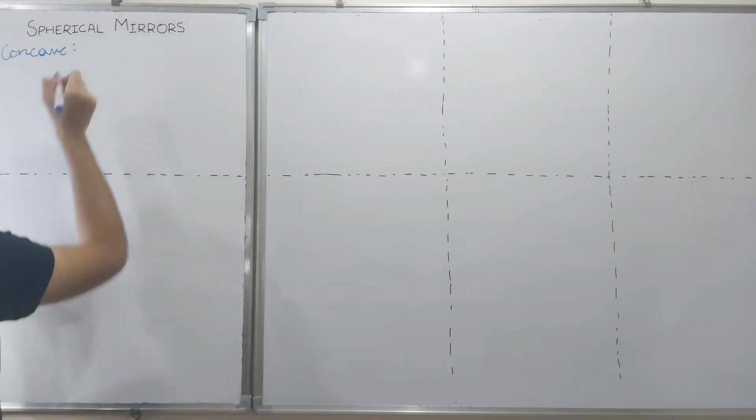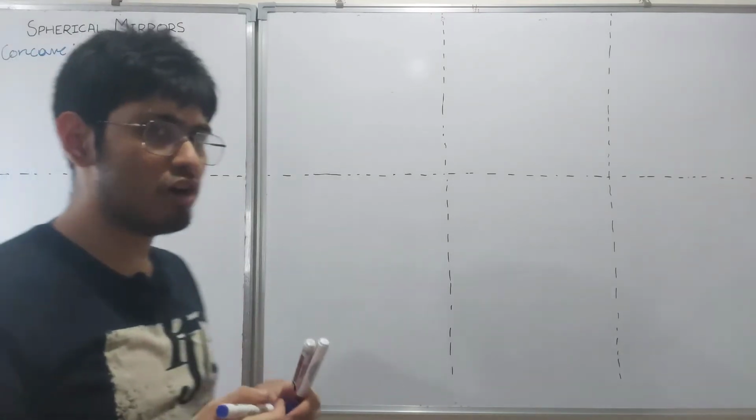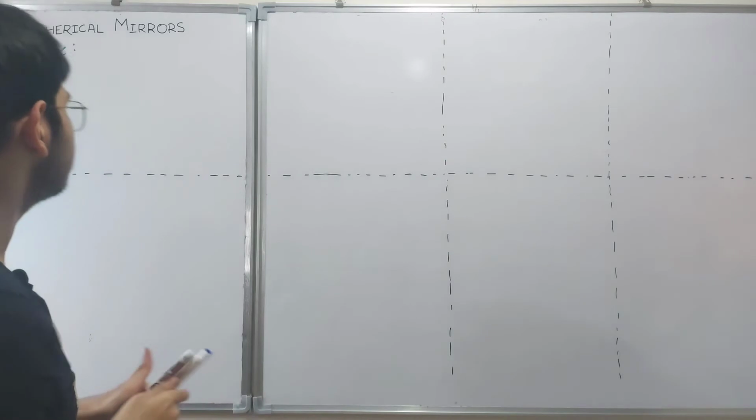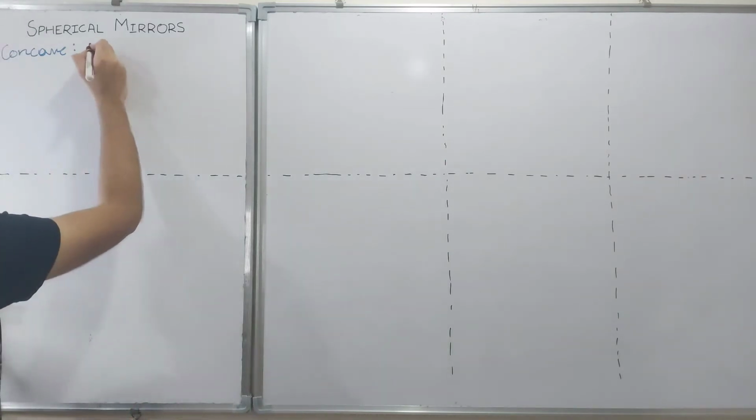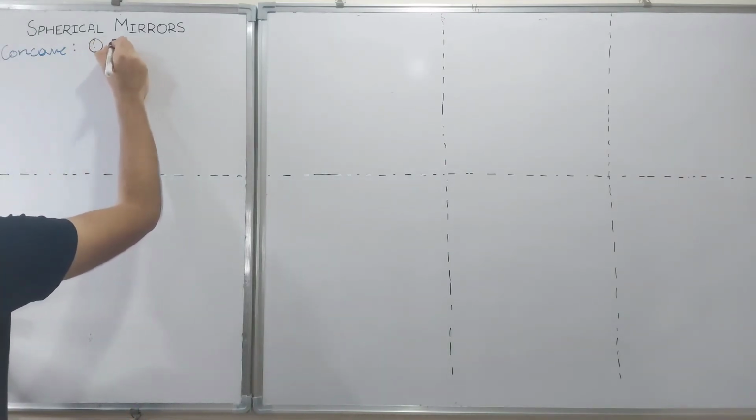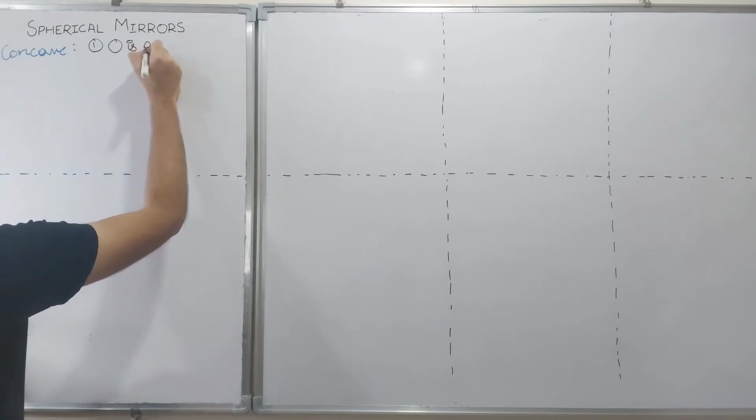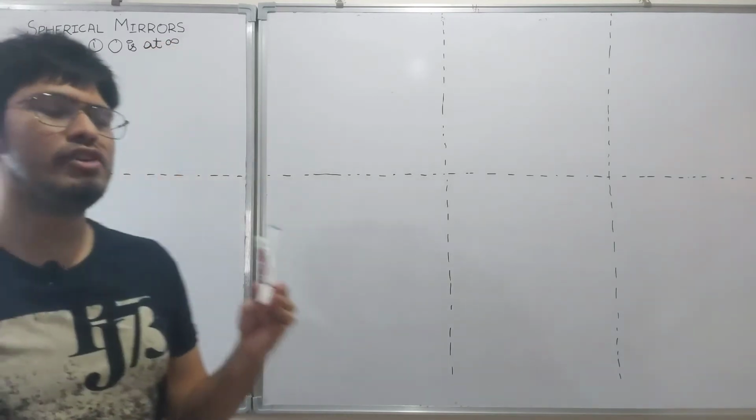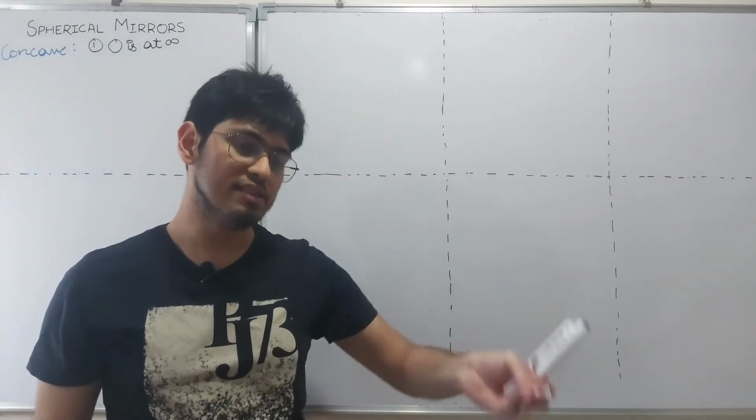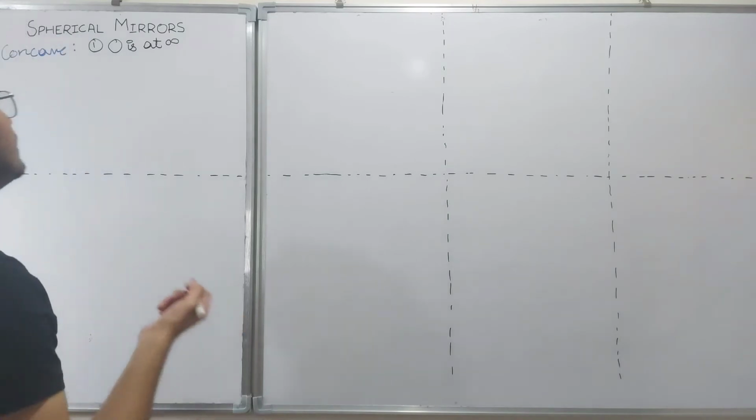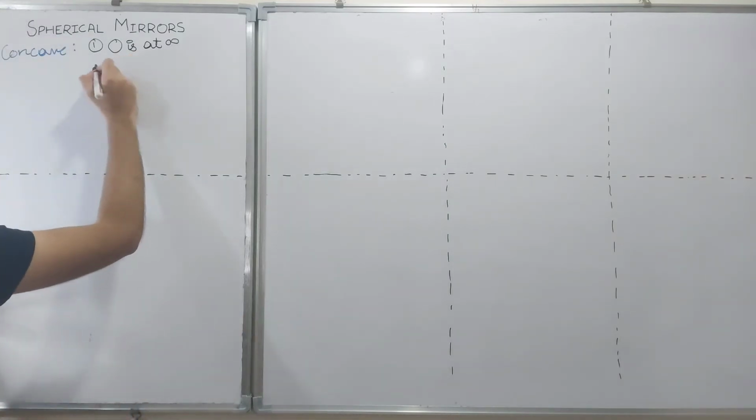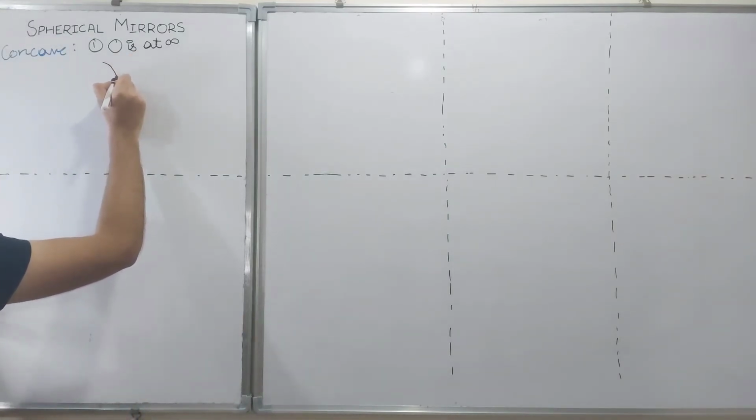Now the first case in concave mirror, what is it? In the first case, we are going to place the object at infinity, and then we are going to look towards where the image is being formed. But we have just studied this case, so I am just drawing it.